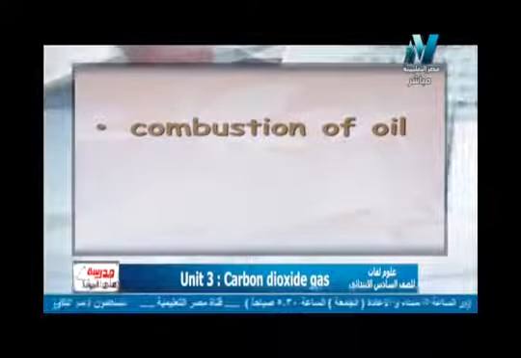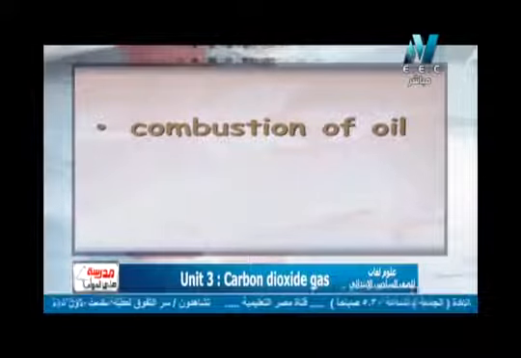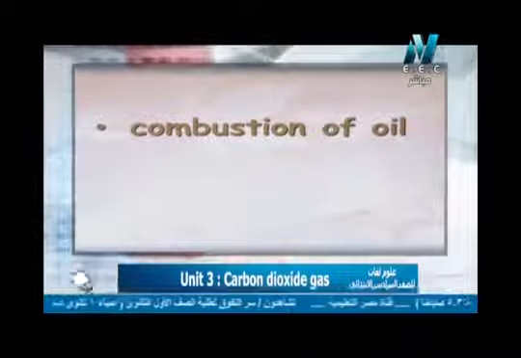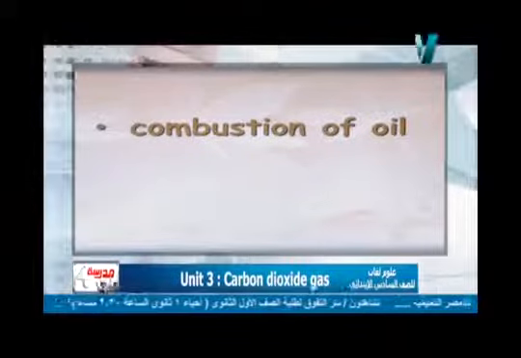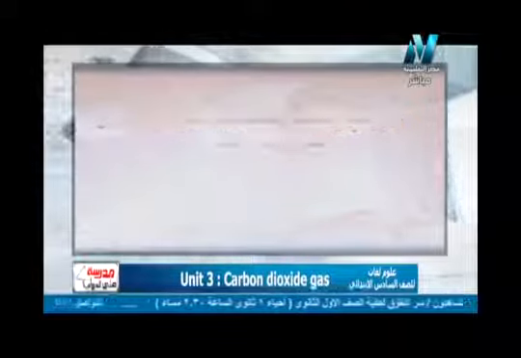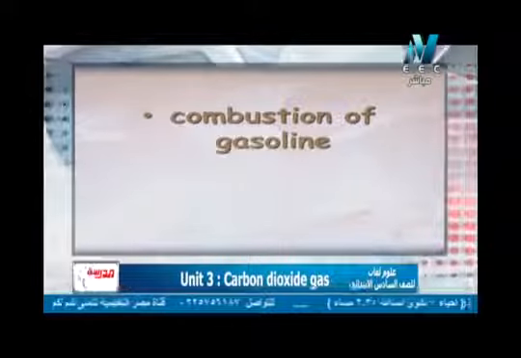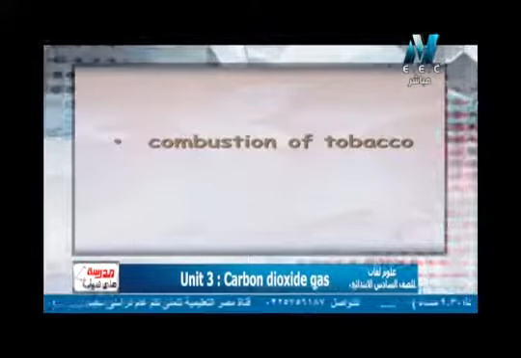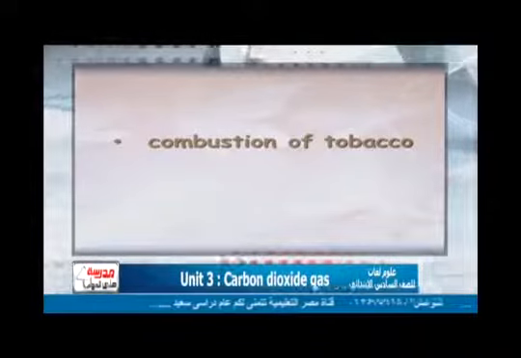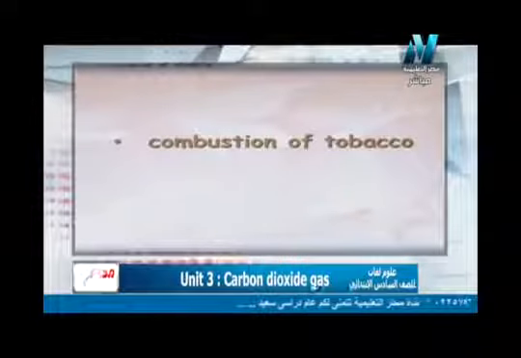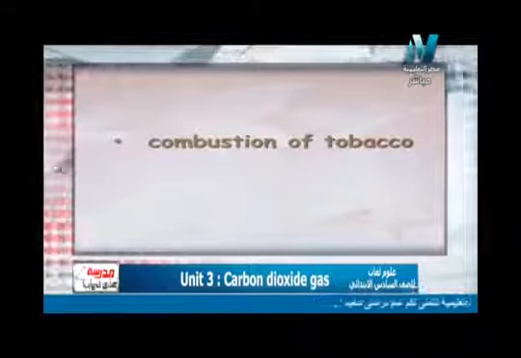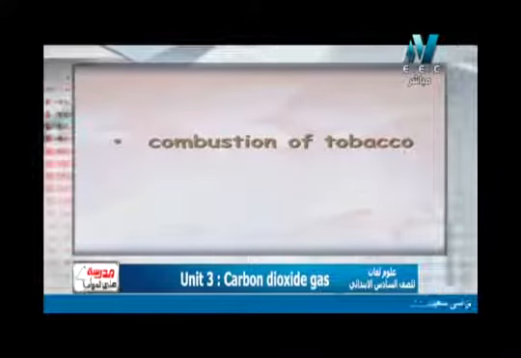زيت بأنواع بقى كلها. اوكي يعني زيت بترول، زيت حتى زيت الطعام نفسه if it is burned لو اتحرق it will produce carbon dioxide gas. Another source: combustion of gasoline. gasoline هنا معناها البنزين. Another source: combustion of tobacco. tobacco means نبات بنسميه نبات التبغ. هو نبات جميل جدا لكن للأسف الشديد ليه استخدام سيء جدا which is used in cigarettes في السجاير.